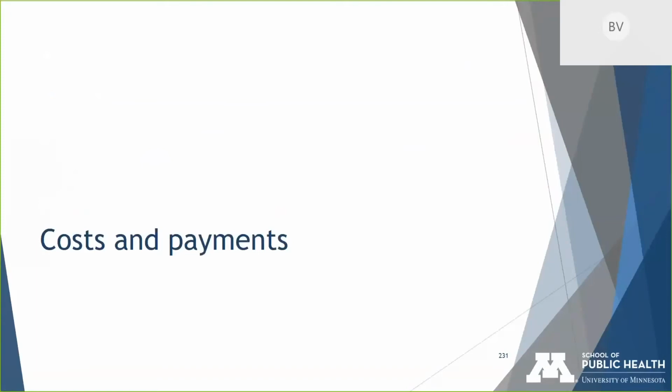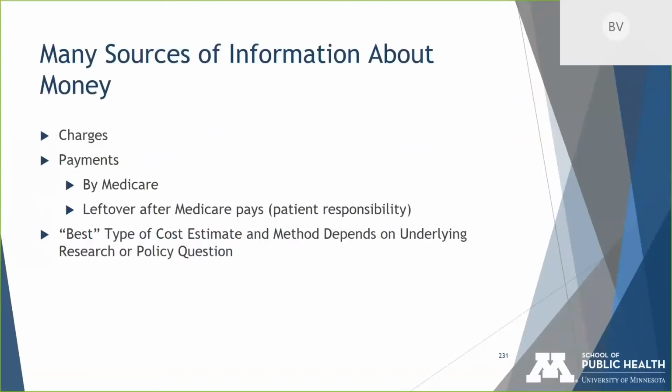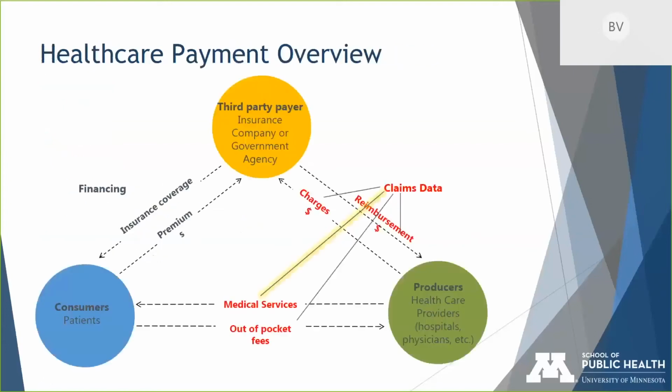Next, we're going to be talking about costs and payments. The Medicare data are extremely well suited for receiving information about payments. After all, that's what they are for. That's what the billing data are generated for. We get information both on charges and payments, including payments by Medicare and then what's left over after Medicare pays, which would be the patient responsibility. The best type of cost estimate will really depend on your research or policy question. I know we'll just keep saying that over and over again today. There's not one answer in terms of how to measure.